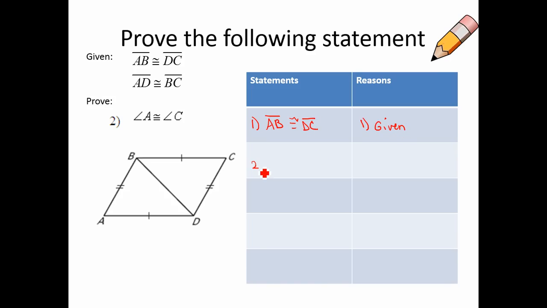And we are also given the fact that AD is congruent to BC, given. And we need to prove that angle A is congruent to angle C. Well, we can't just say that they are because they look like it again. Let's get those triangles congruent to each other, and then we'll be able to know that for sure.